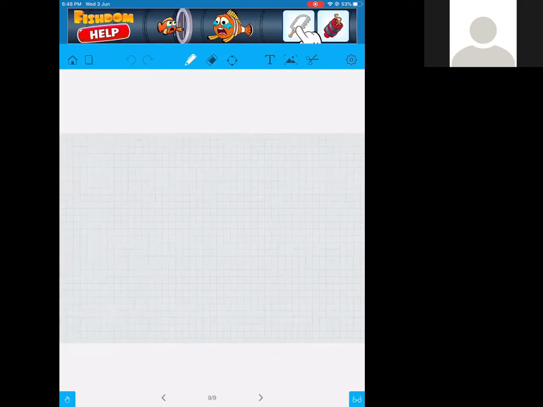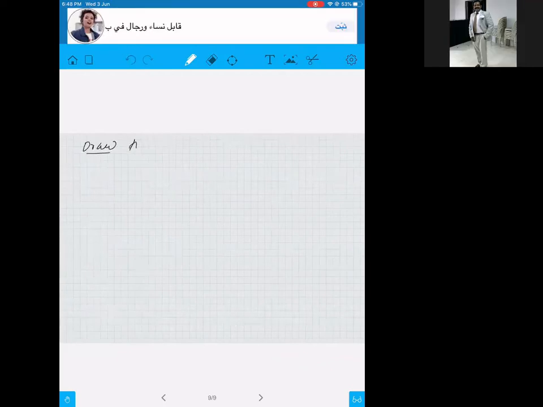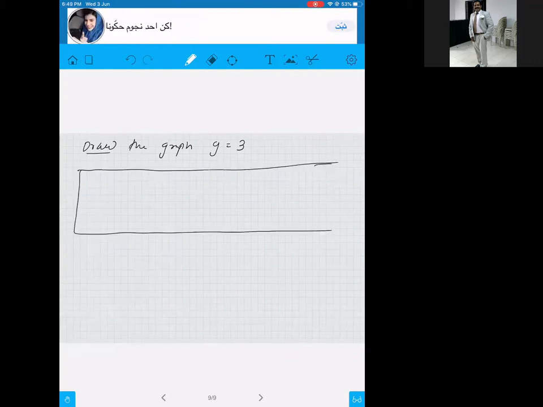Okay, no worries. I will give you an explanation. Suppose I need to draw the graph for the line y is equal to 3. So that is our question. So how to draw the graph? We need to construct a table, correct?